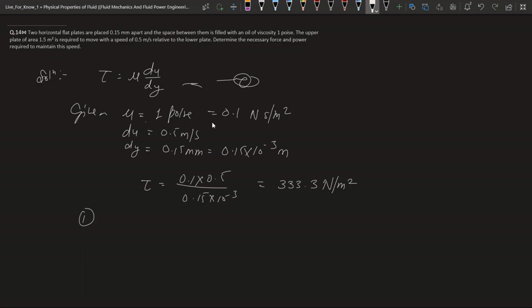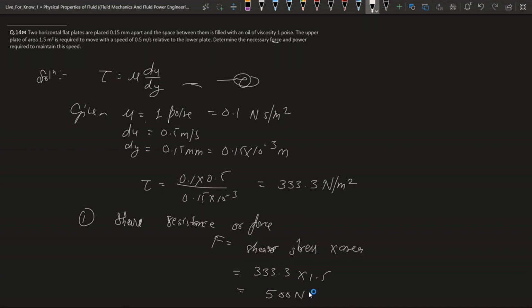So first we need to find the force, the shear resistance or shear force. So F is equal to shear stress into area. Okay, so shear stress is 333.3 and the area is 1.5, so it comes to 500 newton.